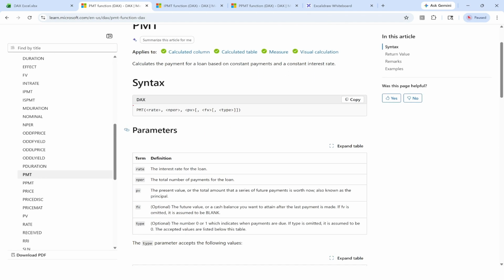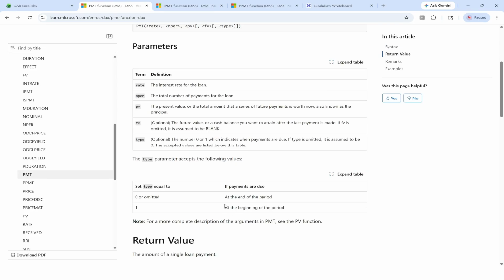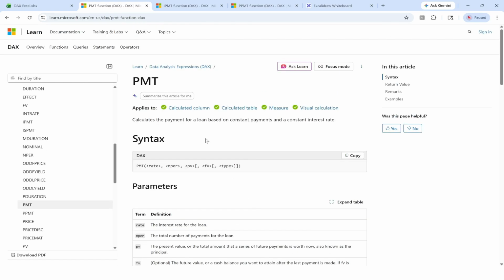Here you see the syntax. In this syntax, rate is the interest rate for the loan, NPER is the number of payments for the loan, and PV is the present value of the loan amount. FV is the future value, and type is 0 or 1: 0 means at the end of the period, 1 means at the beginning of the period. This is about PMT.